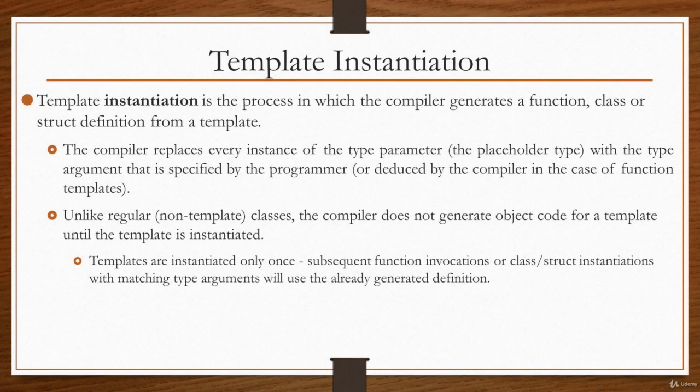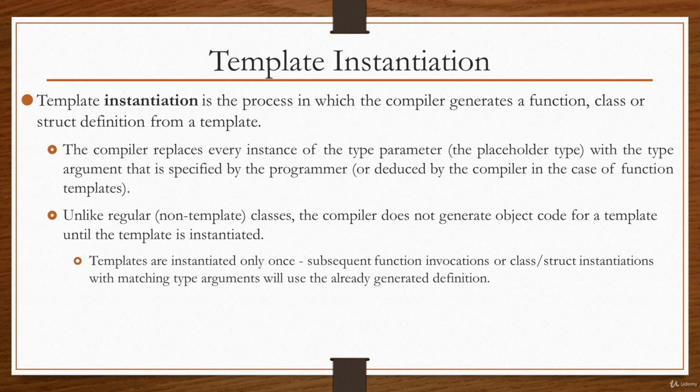A summary on template instantiation. Template instantiation is the process in which the compiler generates a function, class, or a struct definition from a template. And basically what happens during the process of generating a function, class, or struct definition from a template is that the compiler replaces every instance of a type parameter, the placeholder types, with the type argument or arguments that are specified by the programmer or that are deduced by the compiler in the case of a function template.